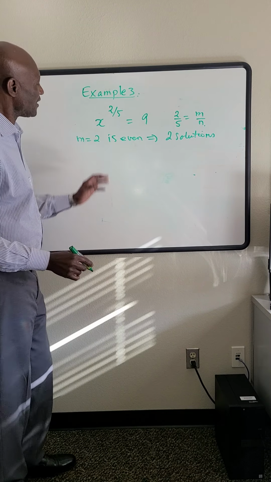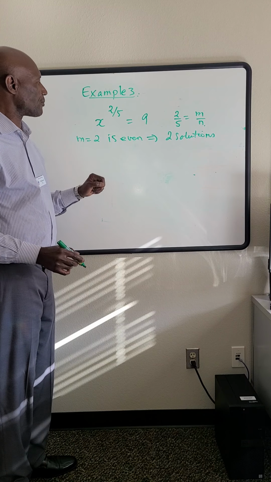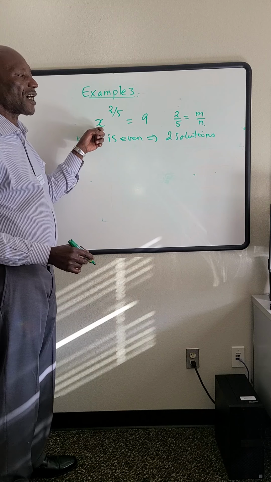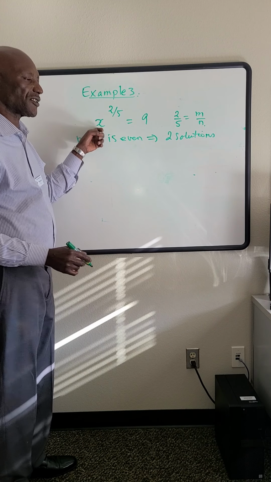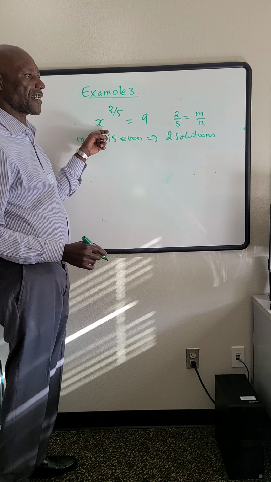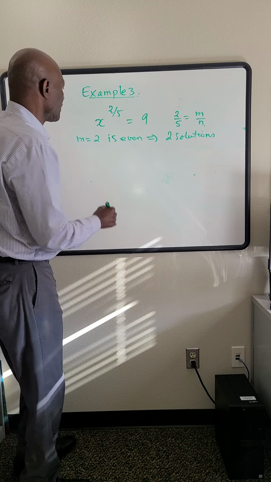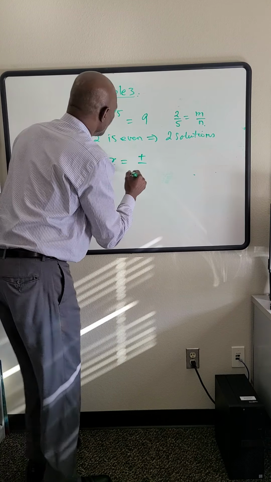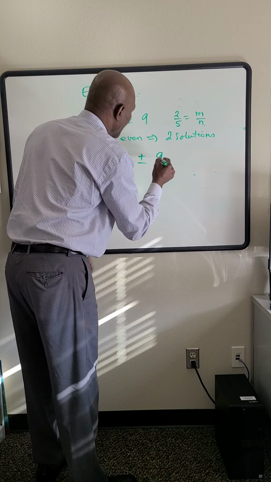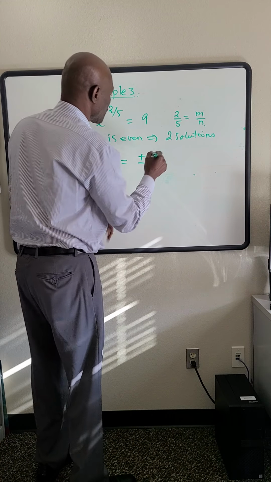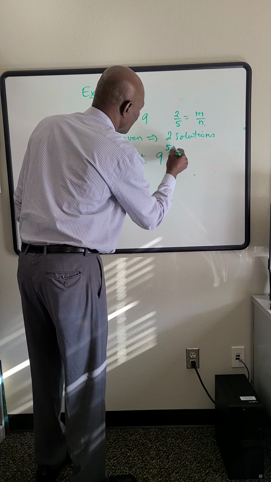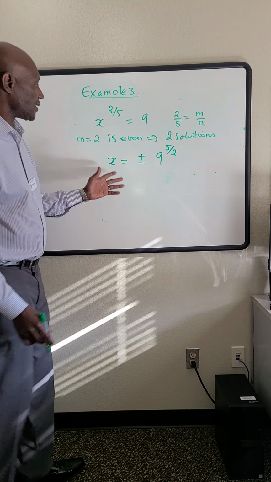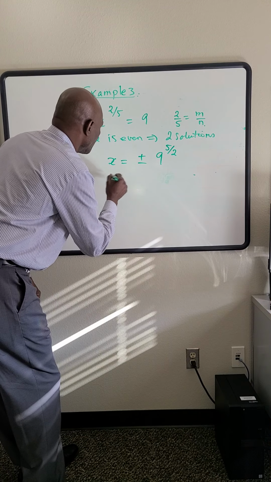So we will enter a plus or minus here. By the way, I just remind you that you still have to isolate the expression with the rational exponent first on one side. But here it is isolated. So we will say x equal, we enter this plus or minus for the two solutions, 9, and then we take the reciprocal of 2 over 5, 9 to the power 5 over 2. So once we do that, now we can just simplify it.